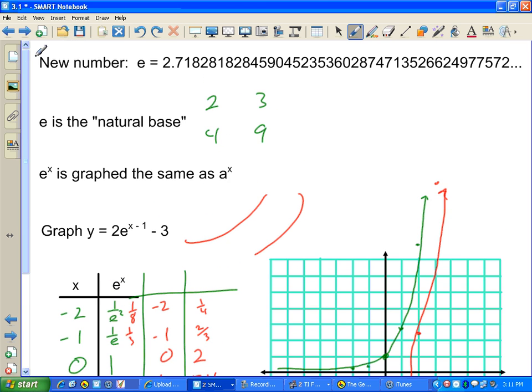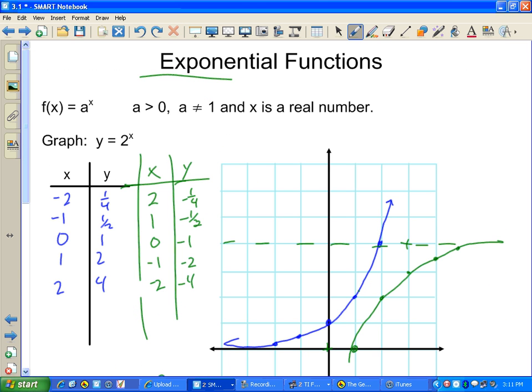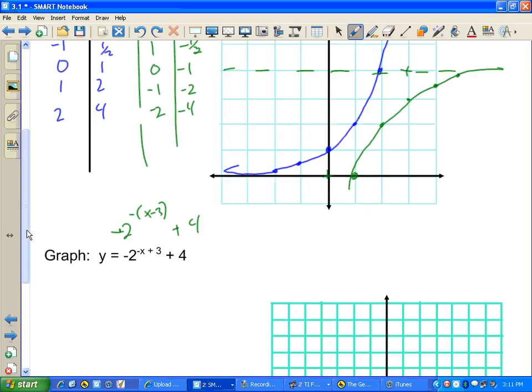Okay, so that's graph transformations as they relate to exponential functions. Same rules. The big thing, make sure you're always factoring the inside part here. And this is all x movement stuff. The outside things is all y movement, things like that.